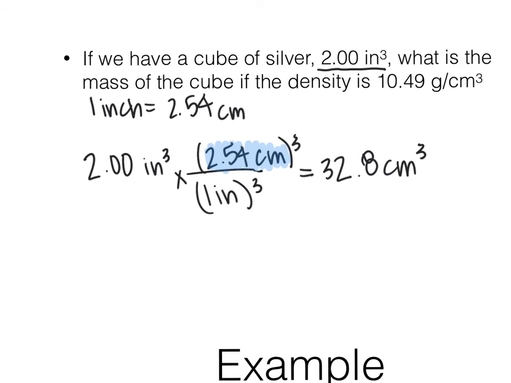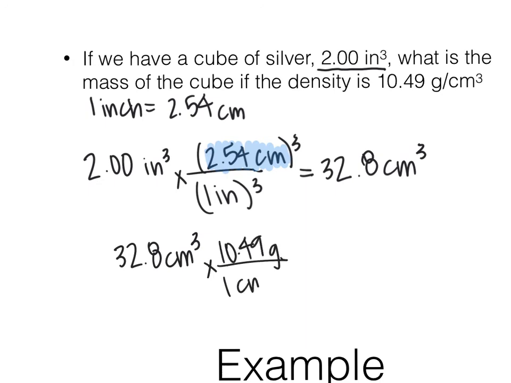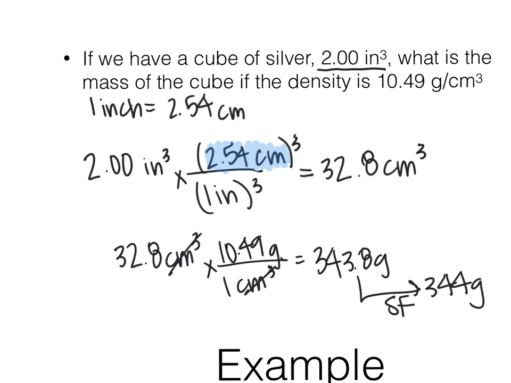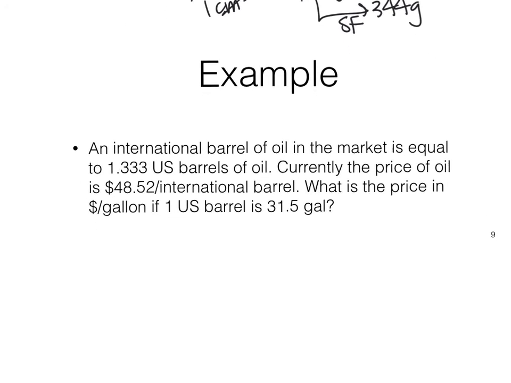So we're going to take our 32.8 cubic centimeters and multiply that by the 10.49 grams in 1 cubic centimeter. And so now our units will cancel out, and then we will get an answer of 343.8 grams, and then we need to use our significant figures. And so in this case, it's going to give us 344 grams. So we can use density in a unit conversion, or a unit conversion in density.